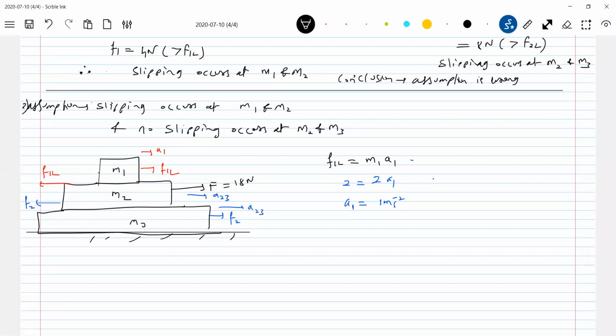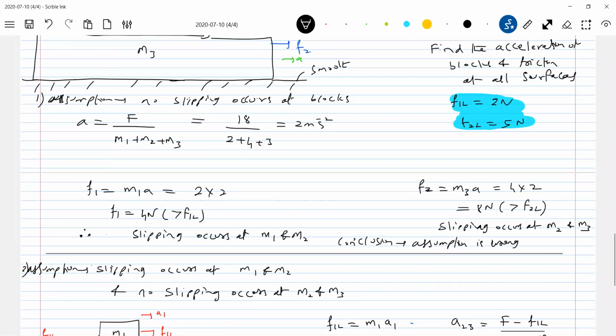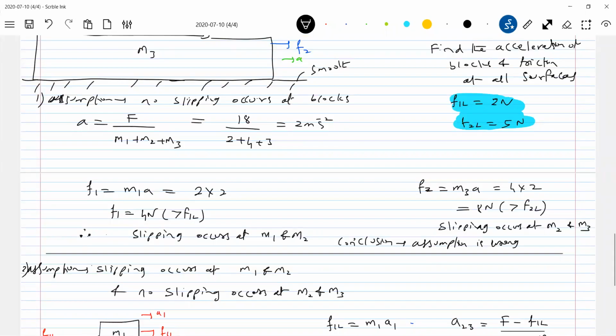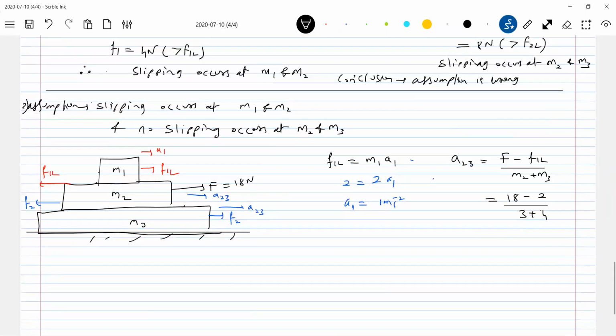Then what is A23? F2 will become internal. So A23 is F minus F1L over M2 plus M3, which is 18 minus 2 over 3 plus 4. 18 minus 2 will be 16, 16 by 7.